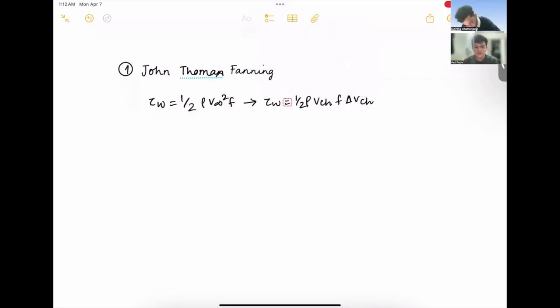Now, the second equation which we will discuss is the Newton equation, which we can write as qw equals h into (tw minus t infinity), which we can also write as qw equals h into delta t.